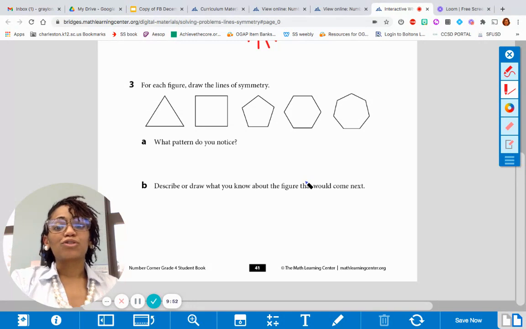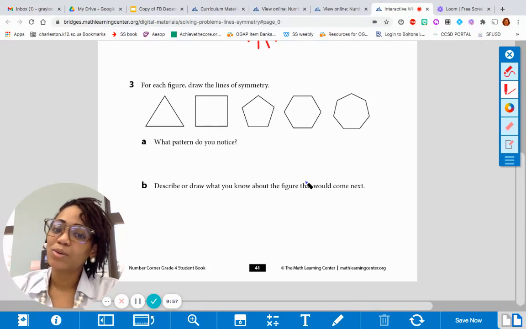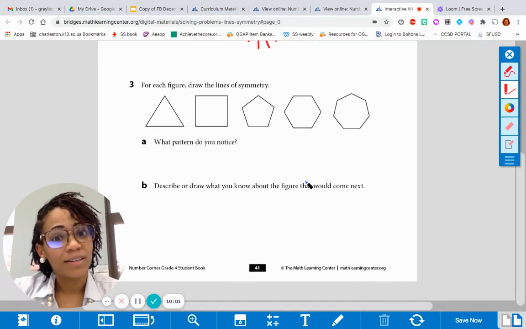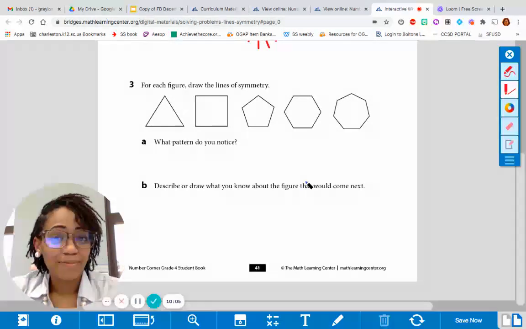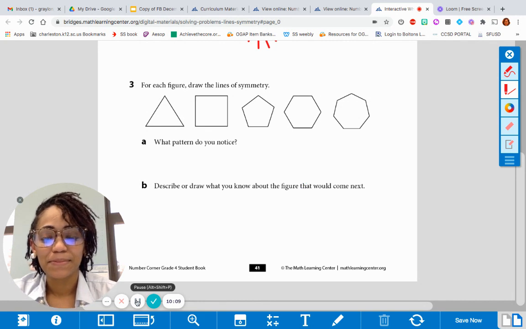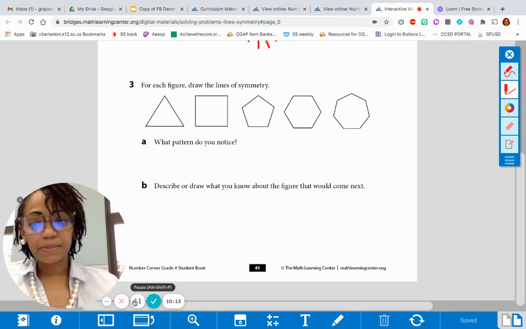It says draw a line of symmetry for each figure. And when you do, I want you to see if you can notice any patterns. So again, you'll need to pause this video so you can work it out pretty quickly. Go for it. Okay, you ready? Let's talk about it.